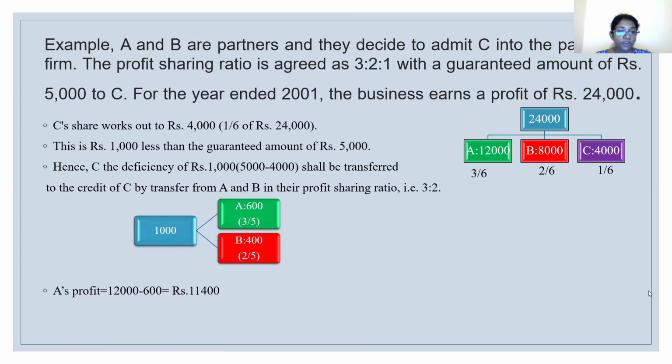So A's new profit would be the earlier profit of 12,000 less 600, so he will have a profit of 11,400. Now what will be the scenario for B? From B's profit of 8,000, we are going to deduct 400 for C. Then the new profit would be rupees 7,600. Then for C, we take the original profit of 4,000 and the 600 and 400 from A and B will be added together, and he will get the guaranteed profit of 5,000.